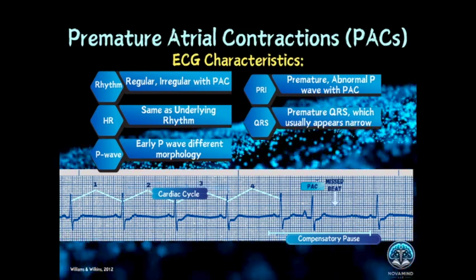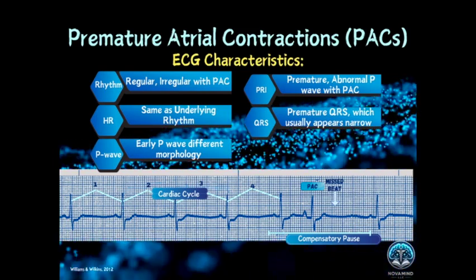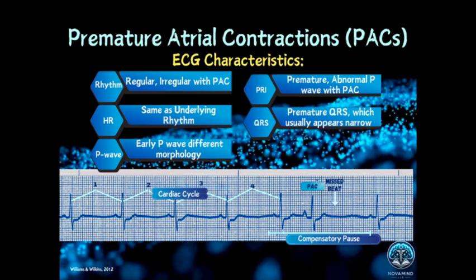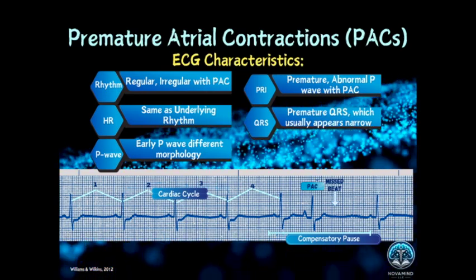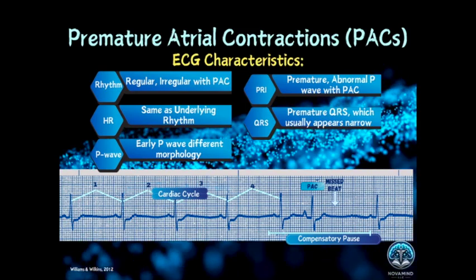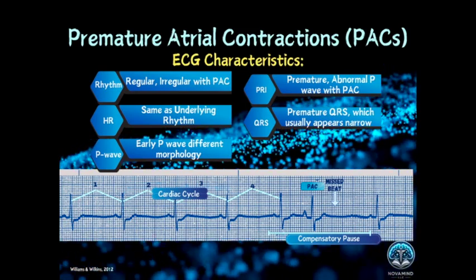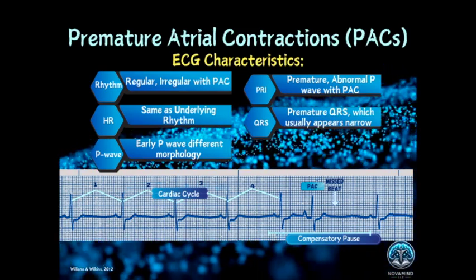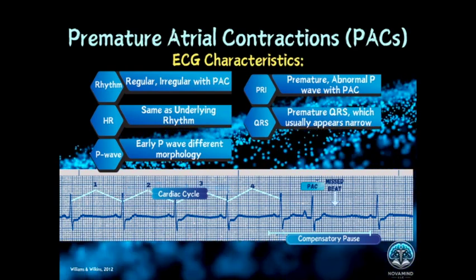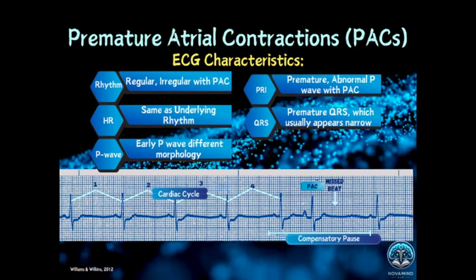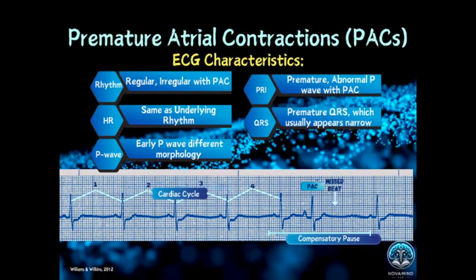The P wave associated with the PAC occurs earlier than expected and tends to differ from normal P waves in terms of size, shape, and direction. It may appear smaller, upright, and pointed, or in some cases inverted. Frequently, the abnormal P wave is concealed within the preceding T wave, which can distort the T wave shape.